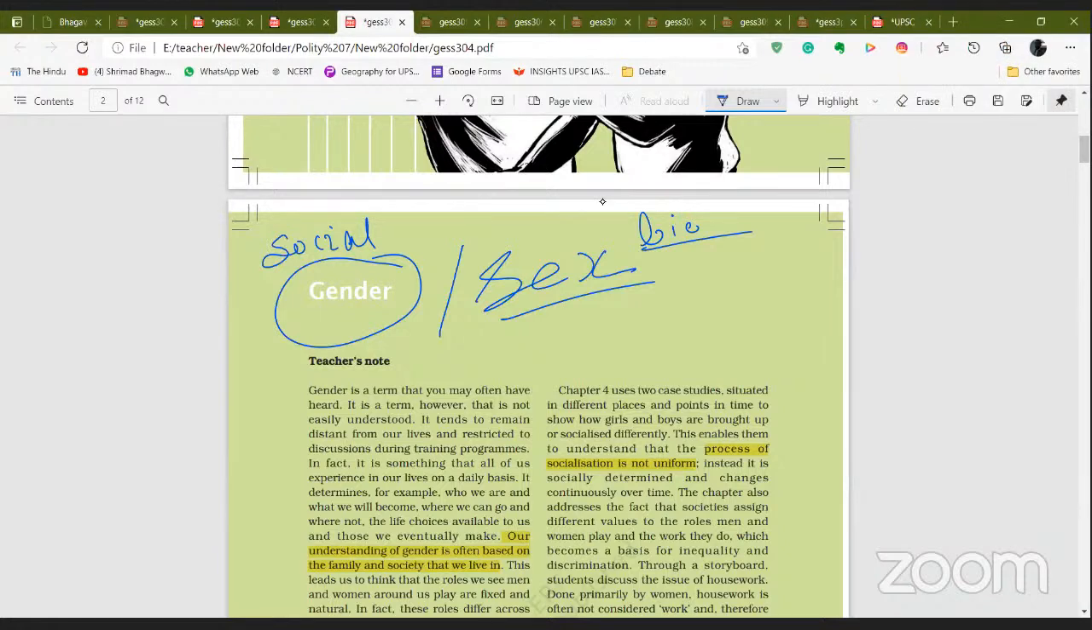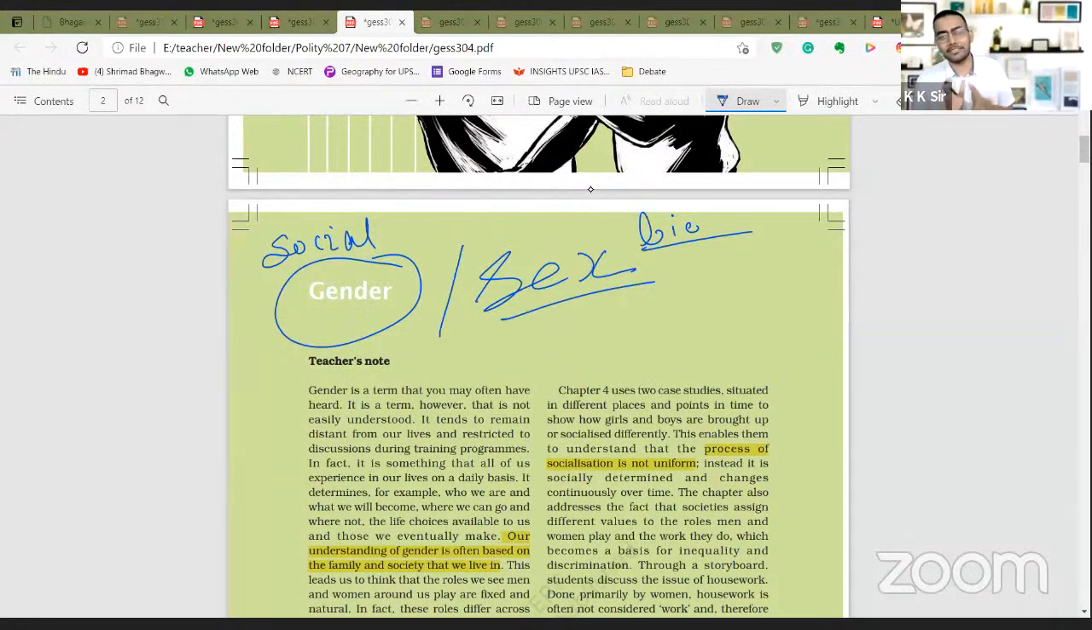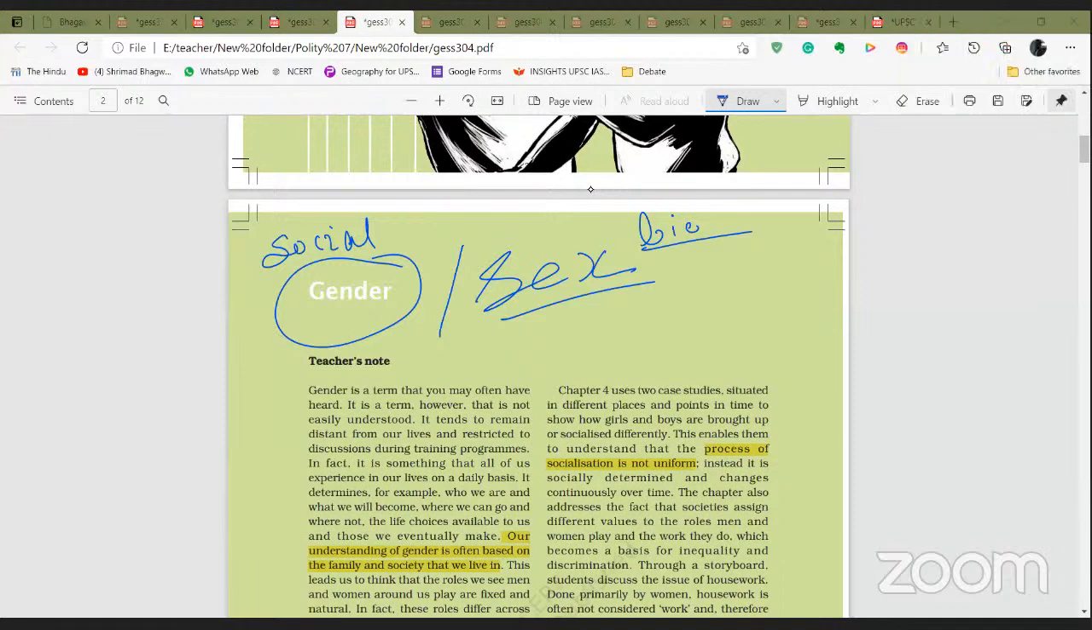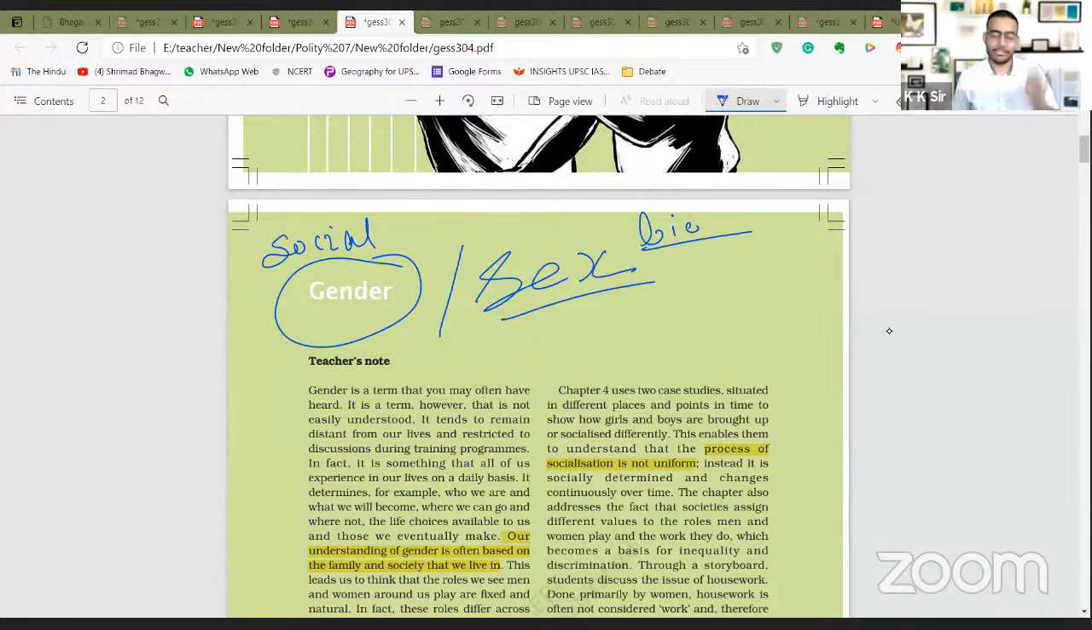Sir, gender is a social term that we use in our society, that we distinguish between male and female, and sex is a biological term through which we distinguish the males and females. At both places we are differentiating as male and female. Yes. So what's the difference? I will explain. You were good at least at this point. Thank you for that.